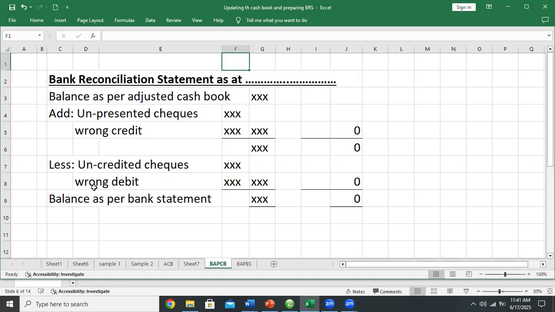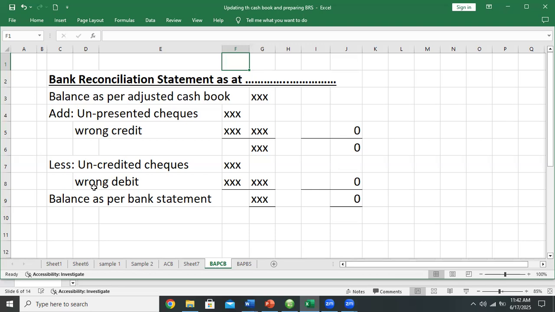Now, last time I explained why we are adding unpresented and uncredited, but today let's do some chewing and pulling. So this is how I want you to chew it. Say if you start with balance per the cash book, you add unpresented check and you less uncredited check. Okay, do that for me. Because if you get this first format, you can manipulate it and get the remaining 3.